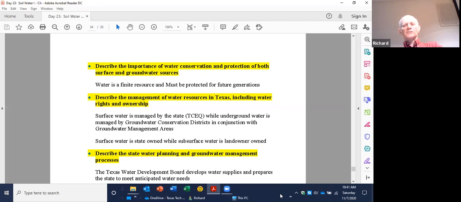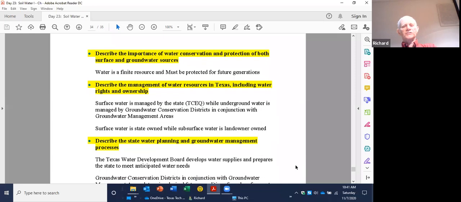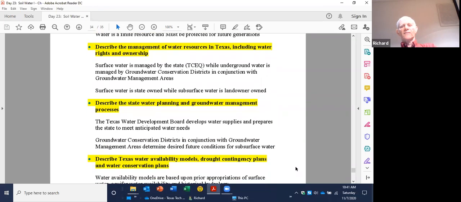Describe the management of Texas water resources, including water rights and ownership. Surface water is managed by the state, Texas Commission on Environmental Quality, while underground water is managed by groundwater conservation districts in conjunction with groundwater management area. Surface water is state-owned, groundwater is privately owned. Describe the state water planning and groundwater management process. Texas Water Development Board develops water supplies, prepares the state to meet all anticipated water needs. Groundwater conservation districts, in conjunction with groundwater management area, determine the desired future conditions of subsurface water.